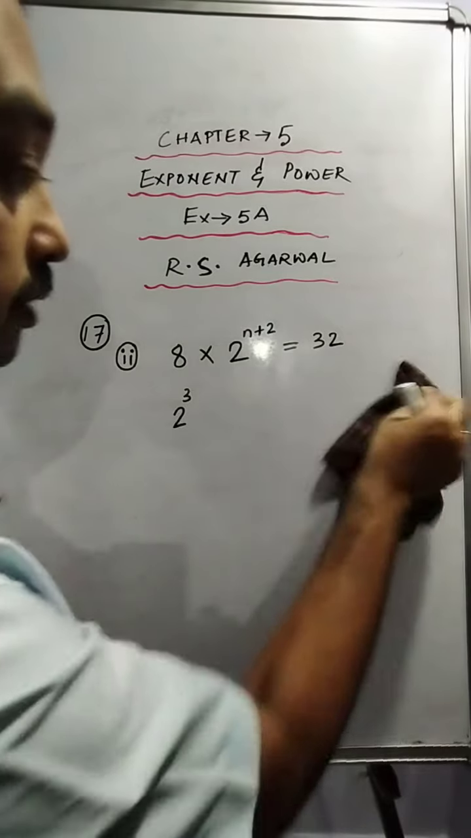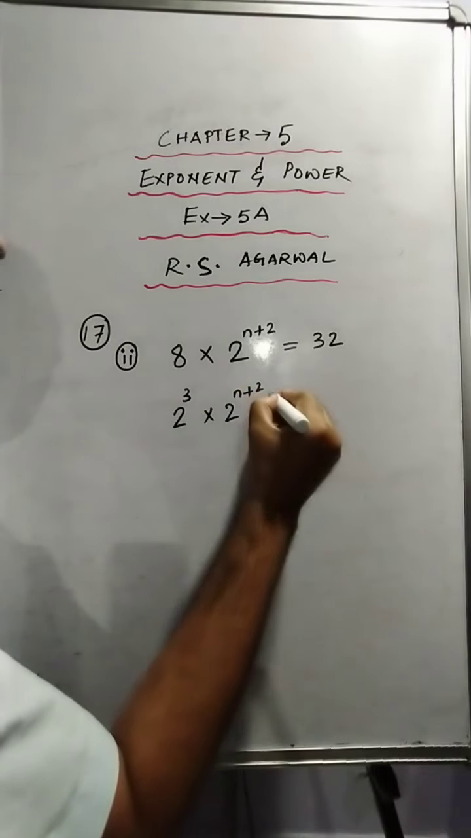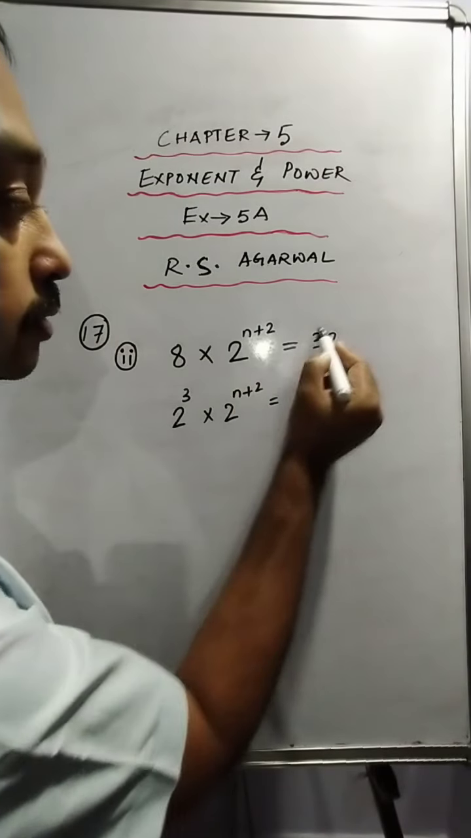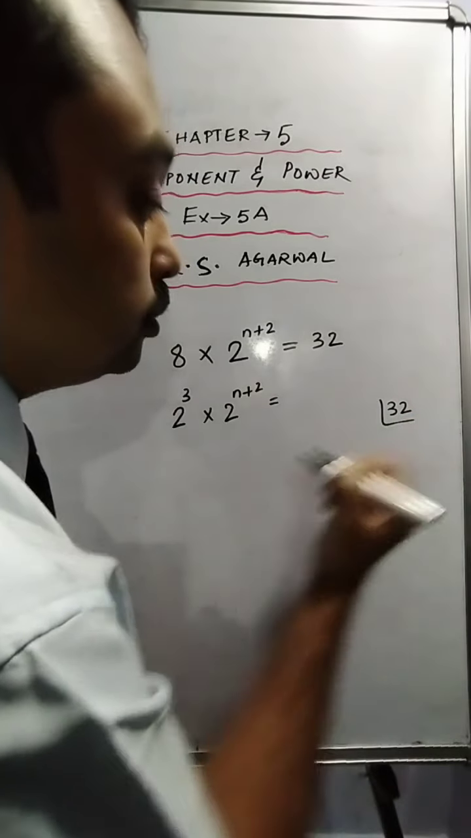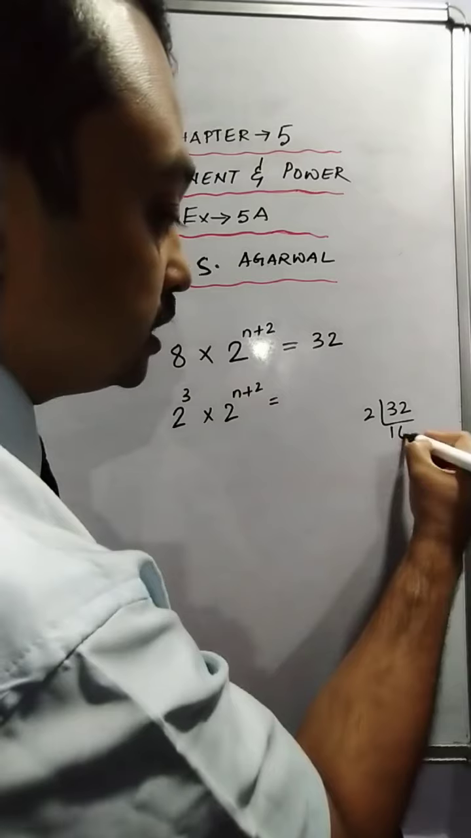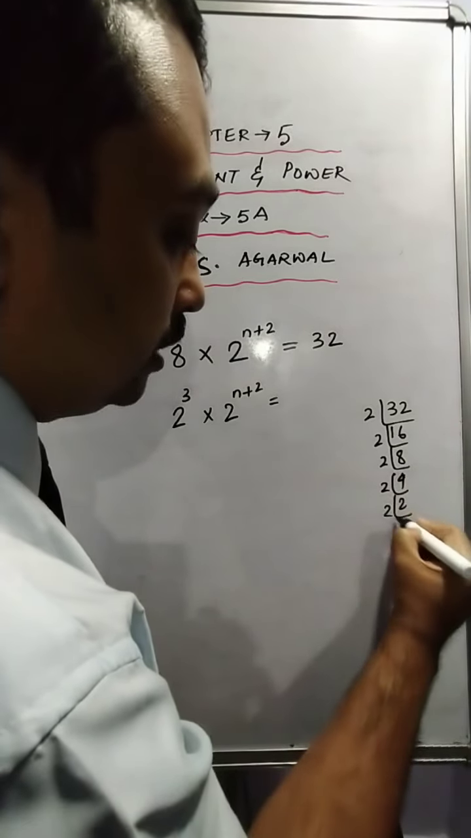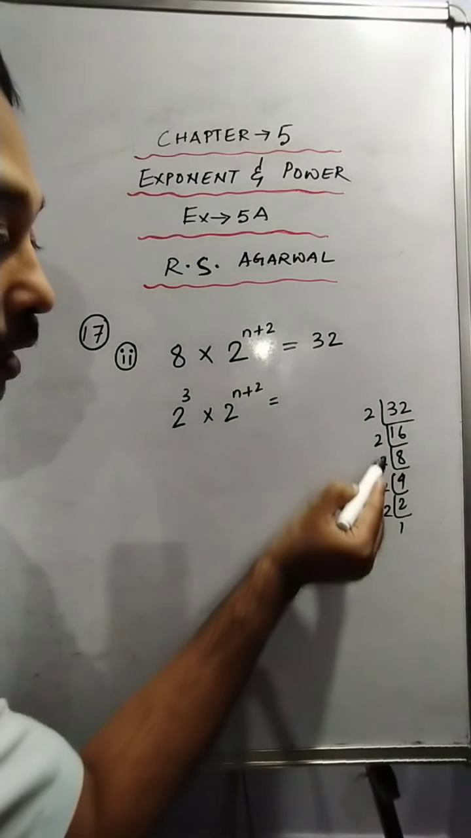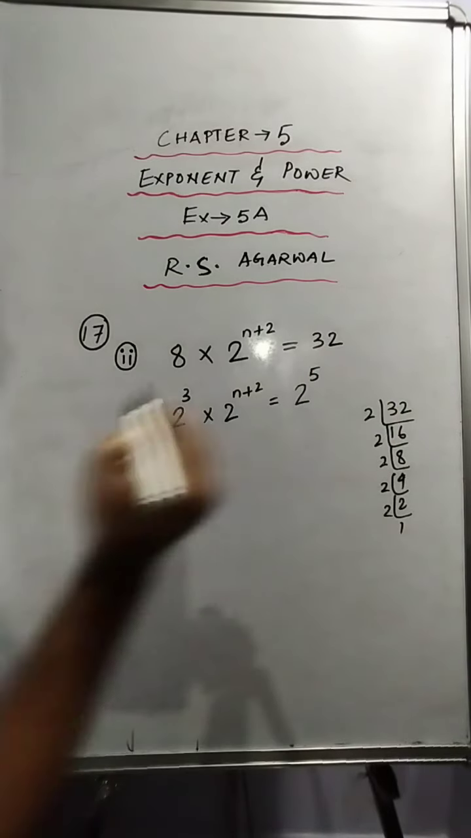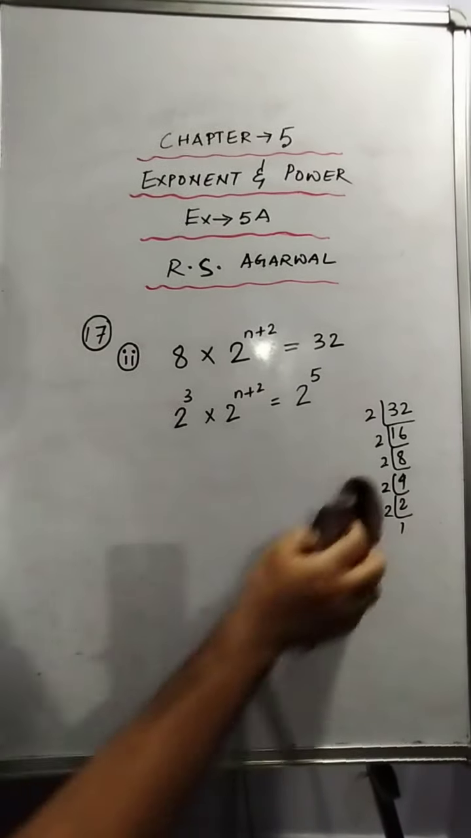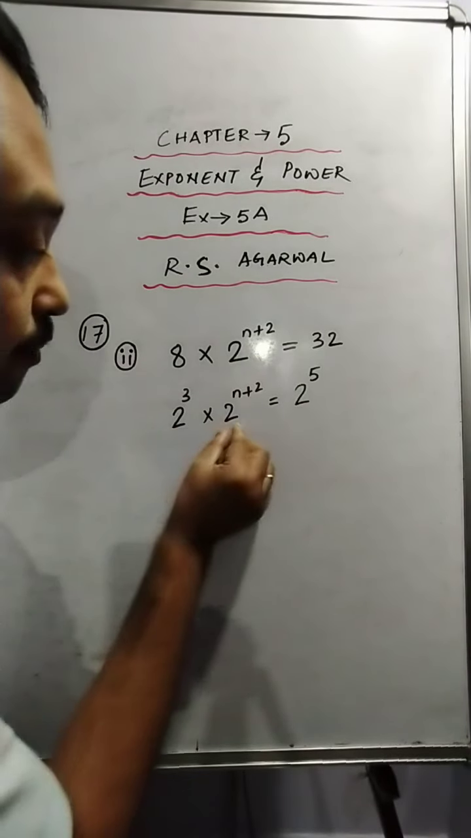Now the next thing, we'll write this as intact. Now we'll also change this 32 and we'll try to make the base 2 only. For that again we have to do the prime factorization, that is 2 16s, 2 8s, 2 4s, 2 2s and 2 1s. So how many 2s? 1 2 3 4 5. So in place of 32 we can write 2 to the power 5. Understood? Now you see that both the LHS and RHS are having the same base, isn't it?